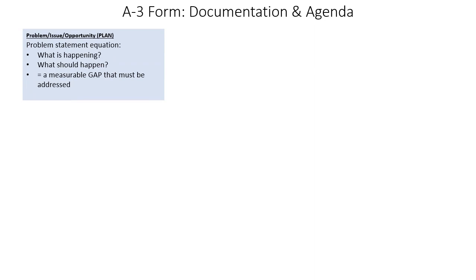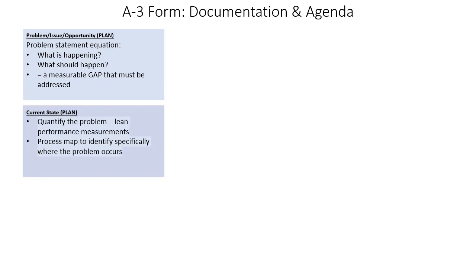And the A3 form follows the PDCA process. You have to state the problem. So here you have what I call, and other people call, the problem statement equation. It's not difficult to write a problem statement. There's this tendency to try to create large problem statements that make it hard to solve a problem, or trying to encompass every possible problem in the process. So the problem statement equation is what is happening, what should happen, and what is the measurable gap that must be addressed.